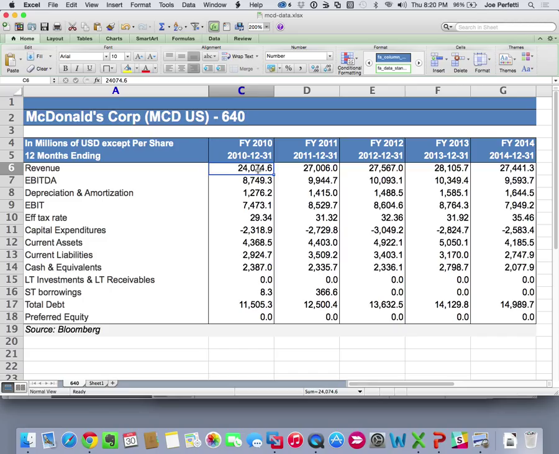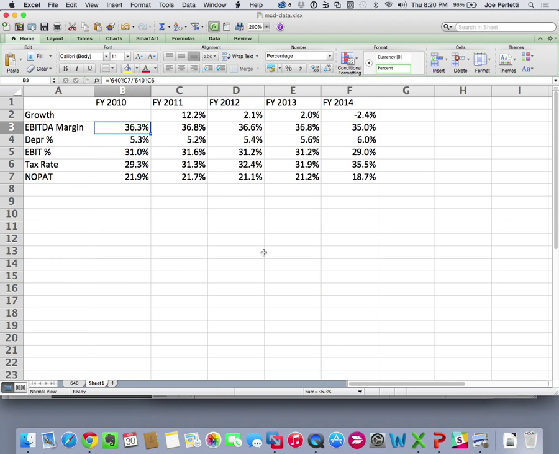So the first step was get the data. Second step, create the ratios. Now we're going to look at forecasting some ratios for McDonald's. But this is what I mean by historical analysis. I can kind of see what's been happening to McDonald's. So what trends do I start to notice for McDonald's? And they're all bad.